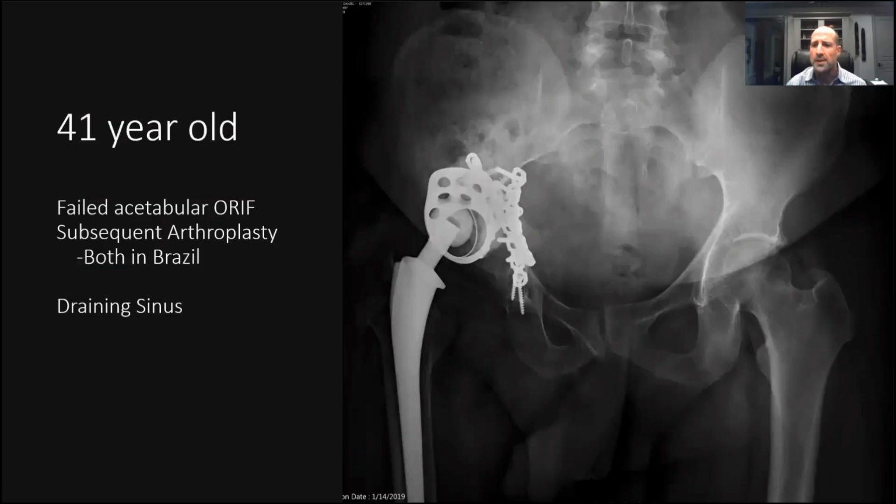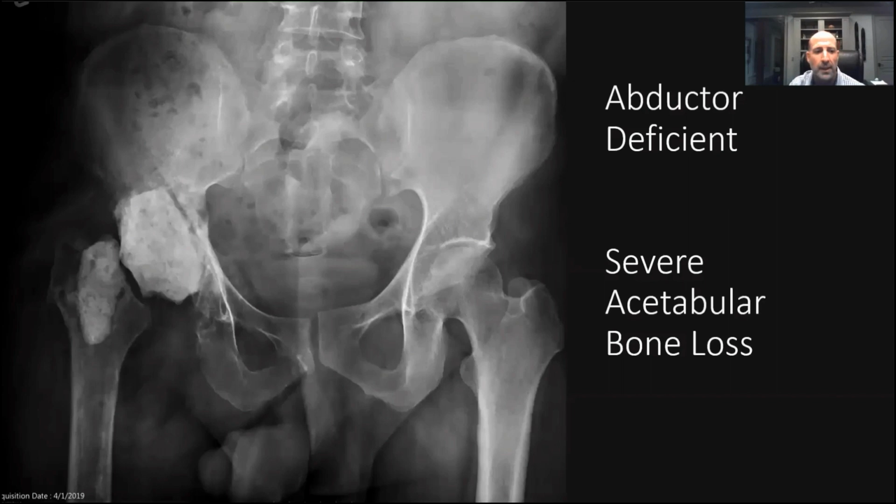Let's look at one more case. It's a little bit more involved. It's a 41-year-old male who had an accident in Brazil and had an acetabular fracture treated surgically. That failed, and then he went on to have a hip replacement also in Brazil, and he presented to my clinic with this x-ray and two draining sinuses out of a laterally based skin incision. So obviously an infected arthroplasty treated with an implant.